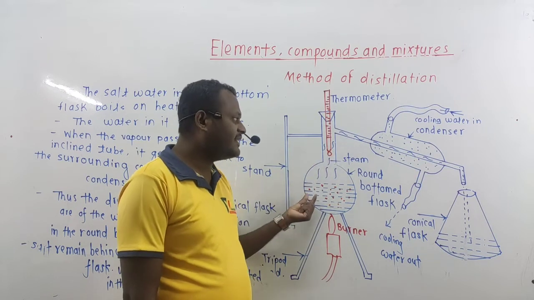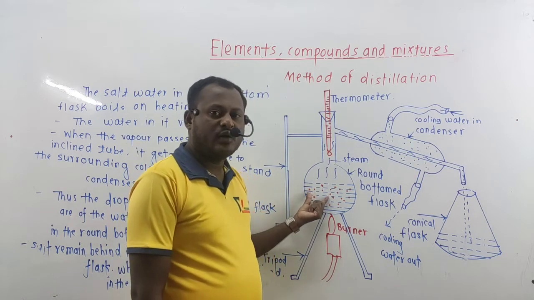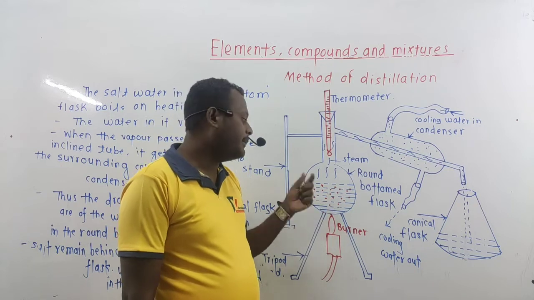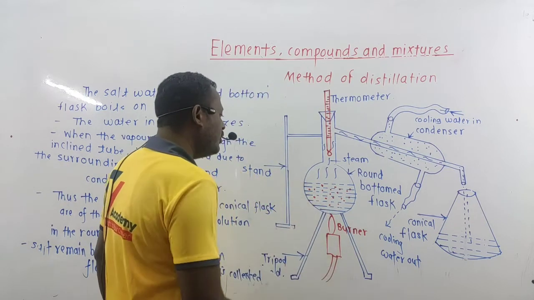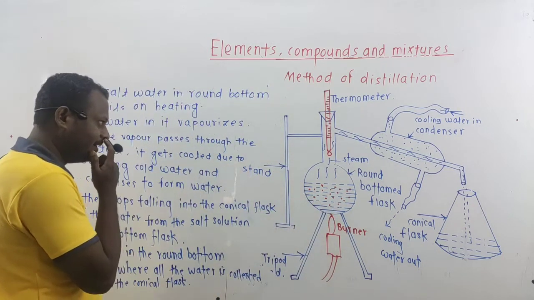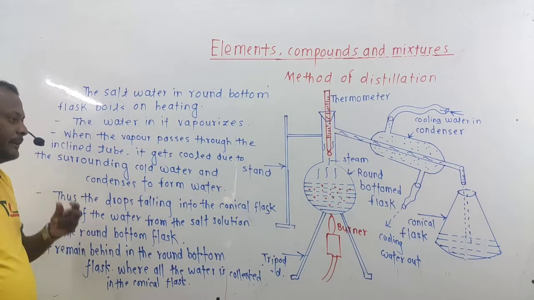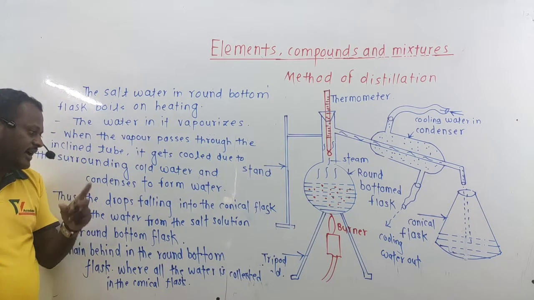आणि जे साल्ट असेल ते याच ठिकाणी काय होणार आहे? शिल्लक राहणार आहे. कोणत्या? राउंड बॉटम फ्लास्क मध्ये. ठीक आहे. तर ही अशा पद्धतीनं काय असणार आहे? मेथड ऑफ डिस्टिलेशन. ओके. राईट डाऊन दीज थिंग्स.